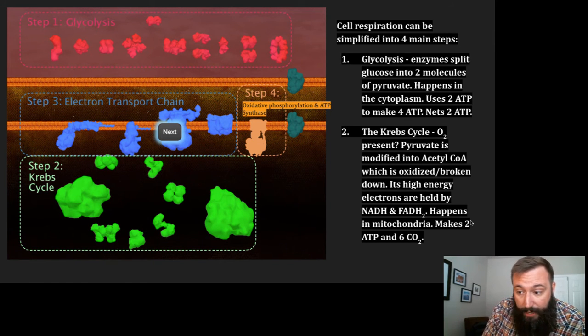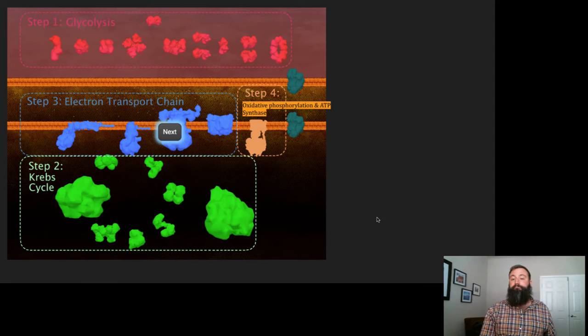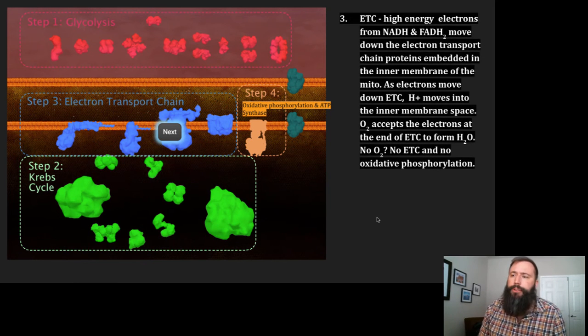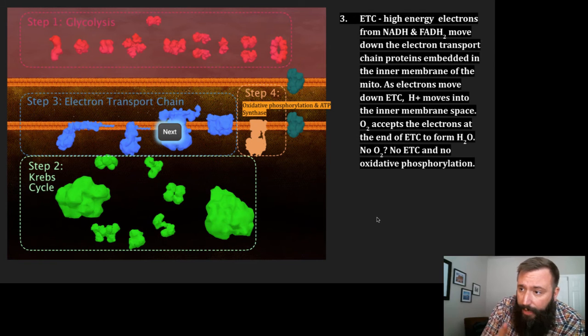Like glycolysis, we make 2 ATP, but we're not done yet, right? We're making a lot of carbon dioxide as well. But those high energy electrons are going to help to make the bulk of the ATP, which is about to happen here in steps 3 and 4. So step 3 in our diagram is the electron transport chain. Those high energy electrons that were transferred to NADH and FADH2 during the Krebs cycle are going to be passed along these protein chains here, the embedded proteins within the inner membrane of the mitochondria.